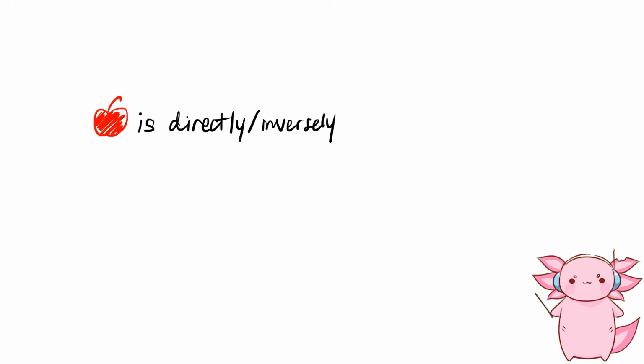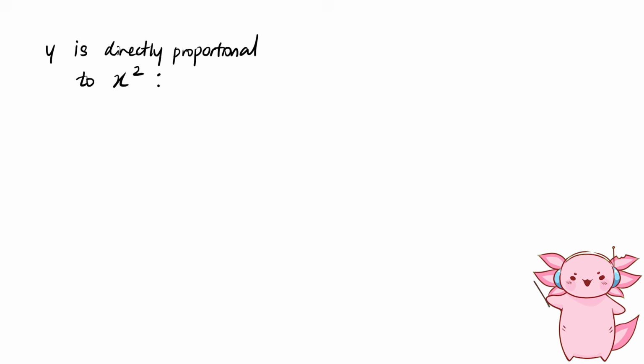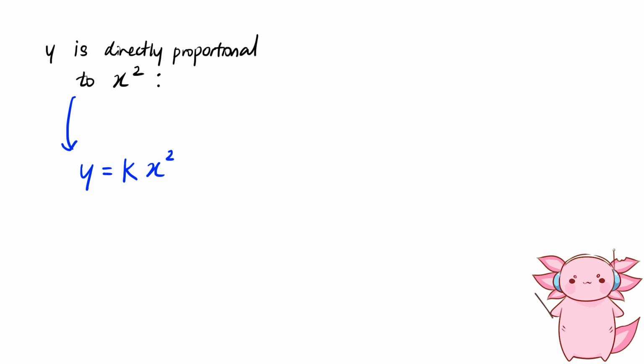This topic is all about something being either directly or inversely proportional to something else. When y is directly proportional to x squared, it's just like the y and the x squared are side-by-side neighbors with this k value constant between them. So it just becomes y is equal to kx squared.